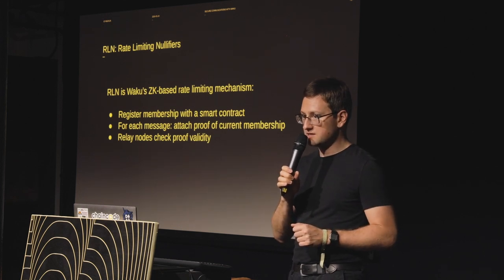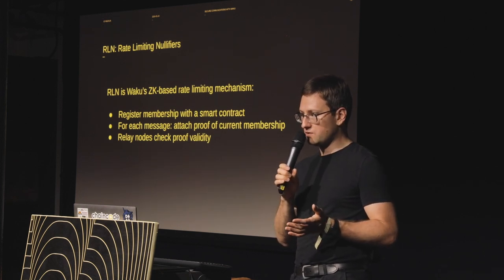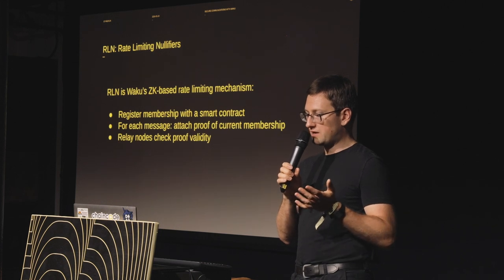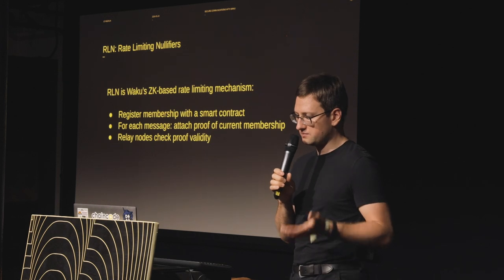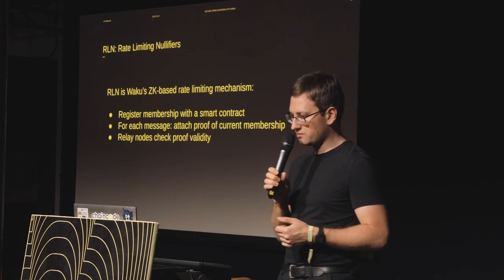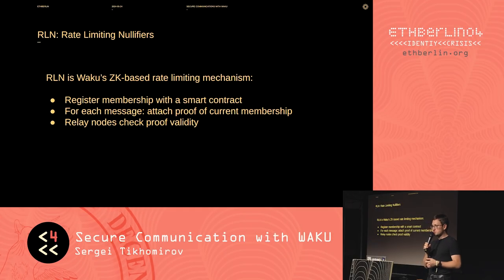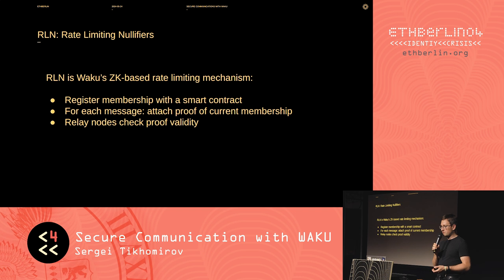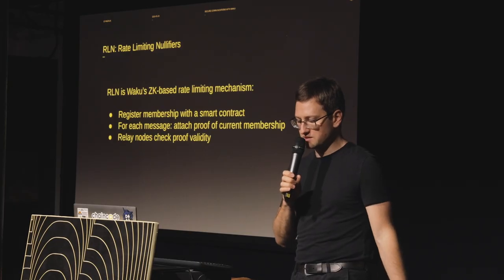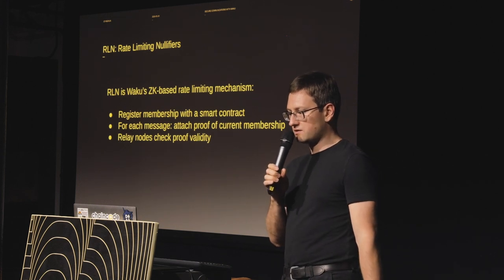And the key feature is that, due to the properties of zero-knowledge proofs, you don't have to reveal your identity. You don't have to reveal which member you are. You just prove that you are one of the members, but not tell anyone which member you are. And then for each message, each node that relays this message in the network, the relay nodes, they check the proof against the state of the contract. And if indeed you have the right to send a message, then they forward your message. If you have already used your right to send one message within a given time epoch, they will just drop your message. So this is how it works for now.